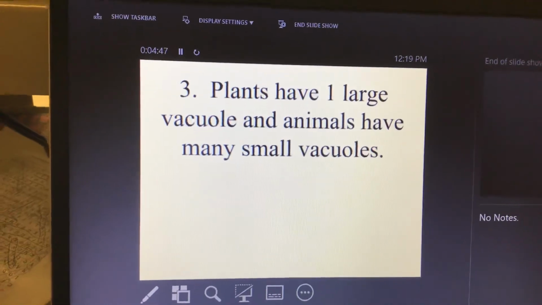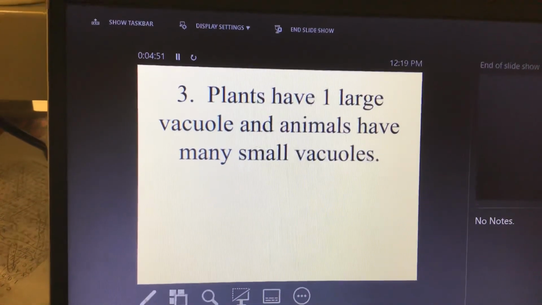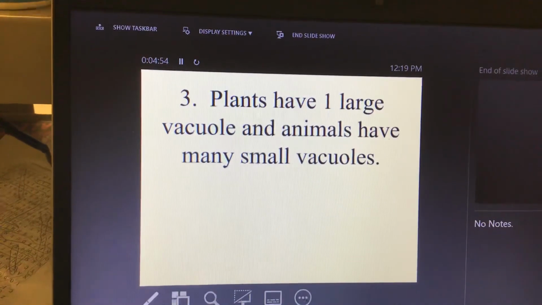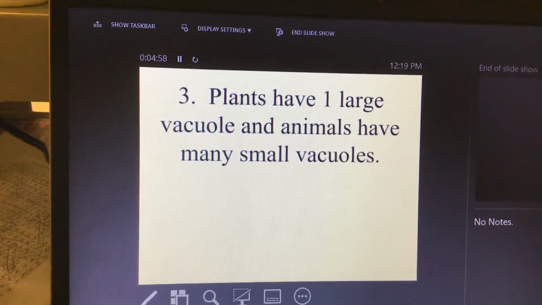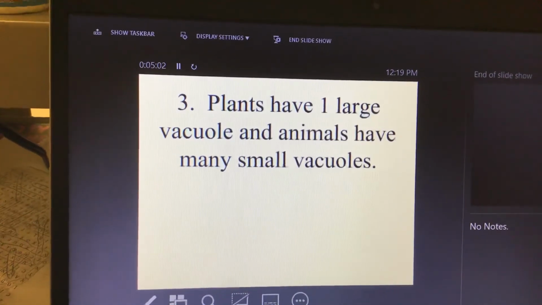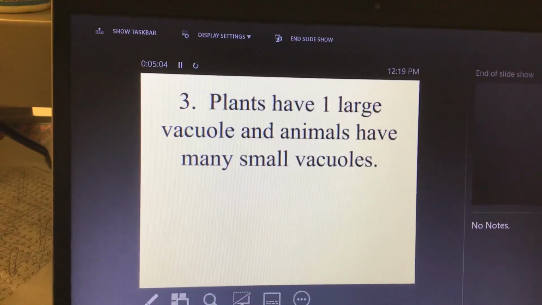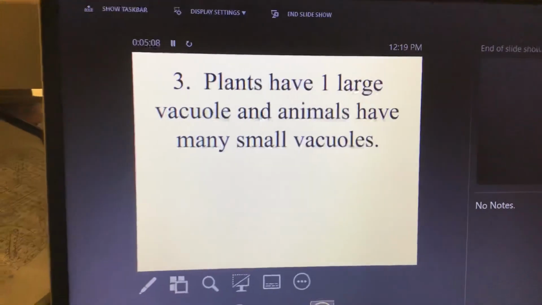So it's highly likely that on your test I will ask you what are three differences between plant and animal cells? And you will say plants have a cell wall, plants have chloroplasts, and plants have one large vacuole while animals have many small ones. And that is it. I told you it'd be short.